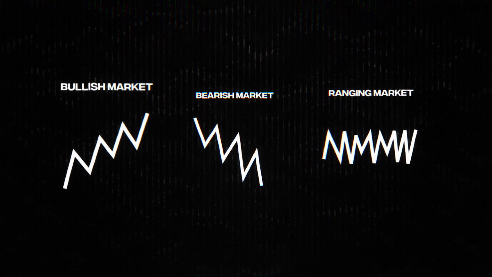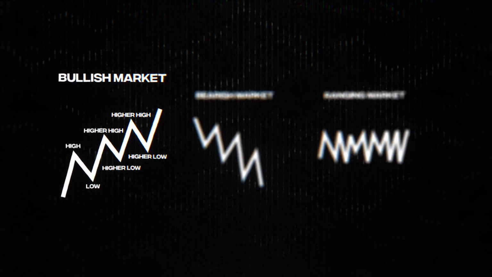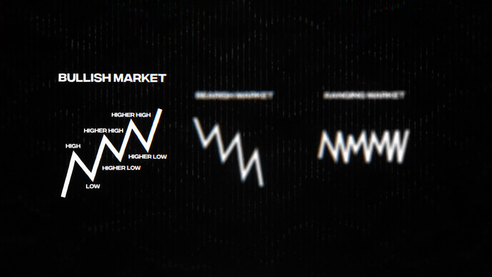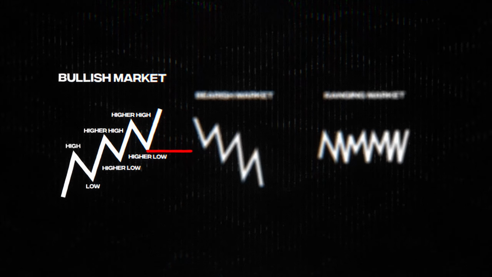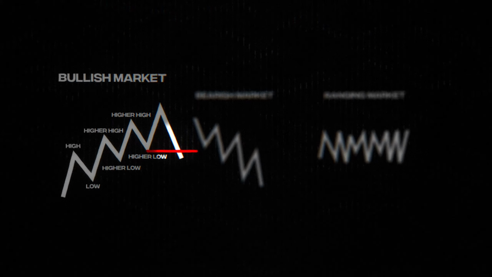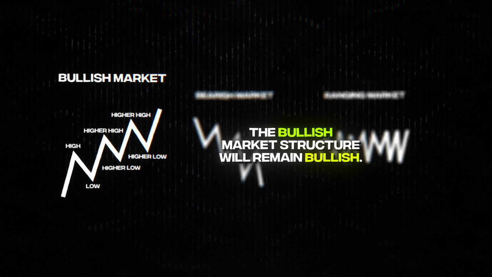A bullish market creates higher highs and higher lows, allowing price to constantly push higher. Higher lows are put in place to protect bullish trends from coming lower. So as long as the higher lows do not break, the bullish market structure will remain bullish.